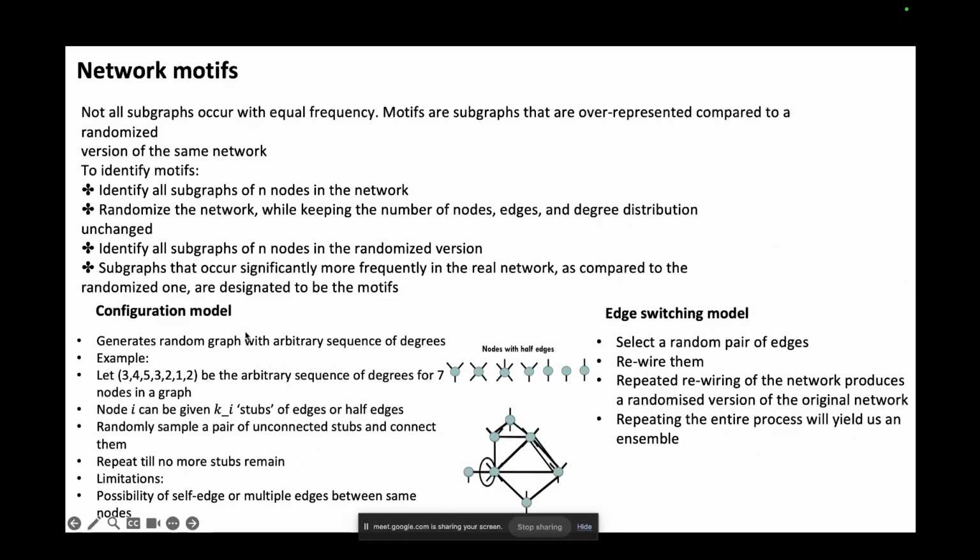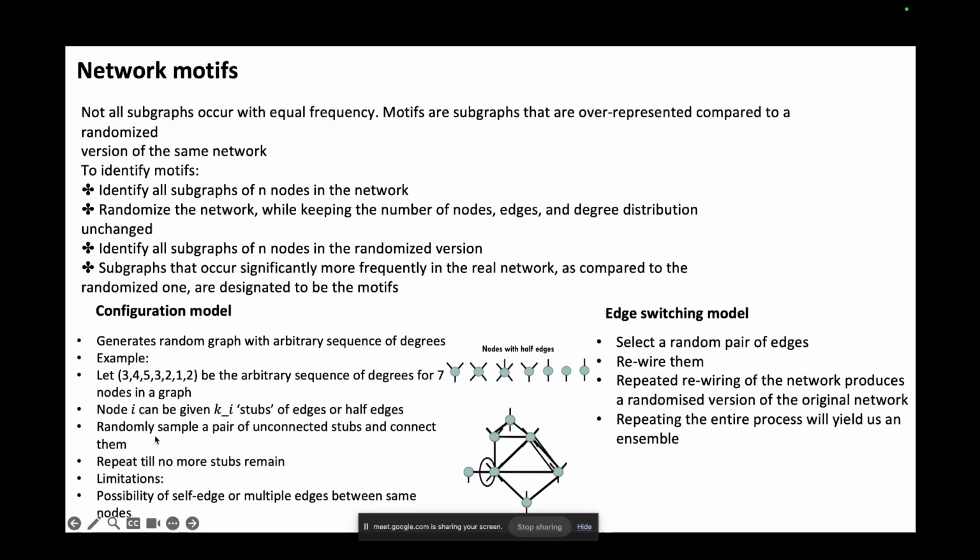Right. So there are models to identify network motifs. For example, you have the configuration model, which basically generates a random graph with an arbitrary sequence of degrees. So for example, you have this arbitrary sequence of degrees for 7 nodes in a graph. So these are the degrees for each of the nodes. Node 1 has degree 3, node 2 has degree 4, and so on. These are for 7 nodes in a graph.